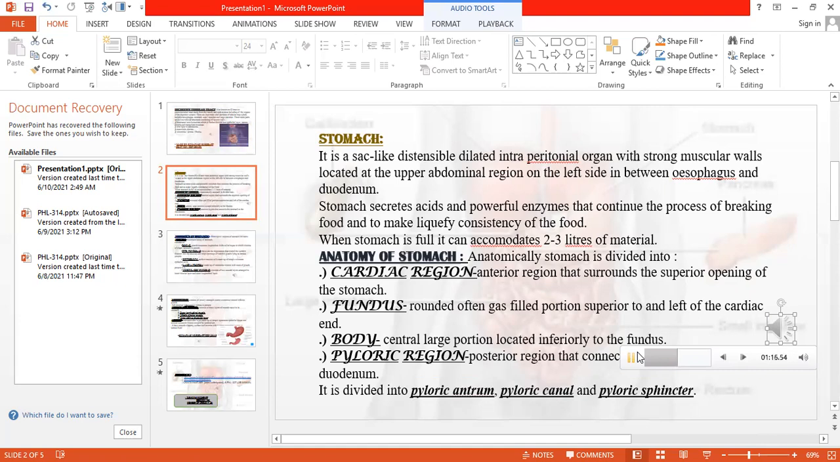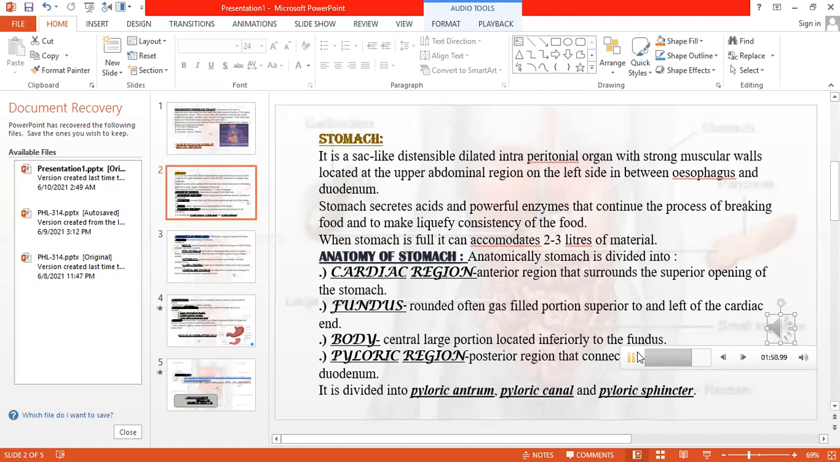Now let's have a look at the anatomy of the stomach. The anatomical regions of the stomach are basically four main regions: the cardiac region, fundus, body, and pyloric region. The cardiac region is an anterior portion of the stomach that basically surrounds the superior opening of it. The pyloric region is the posterior portion of the stomach and it connects the stomach to the duodenum.